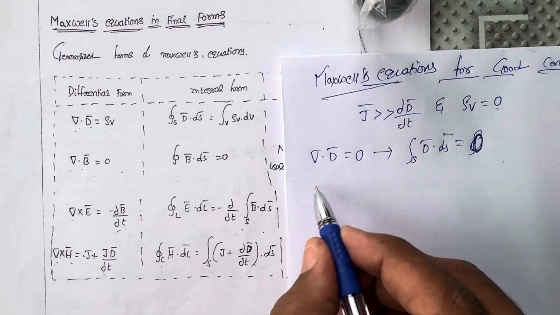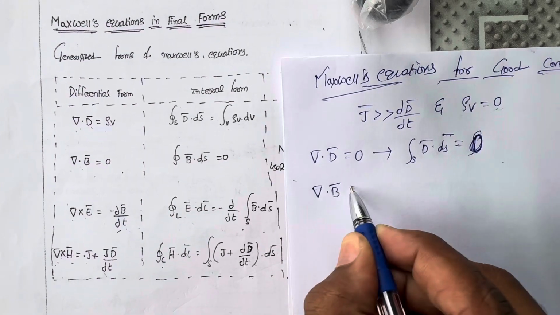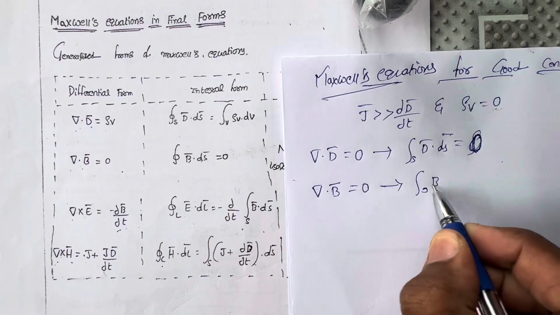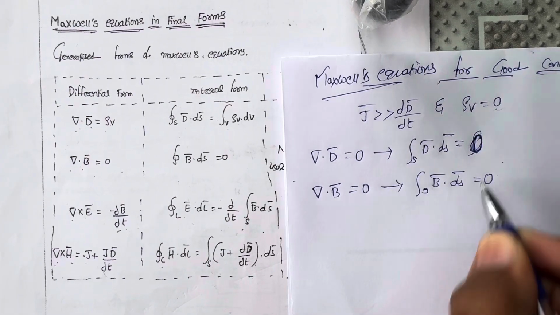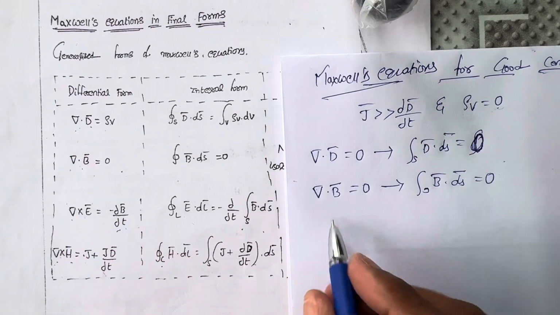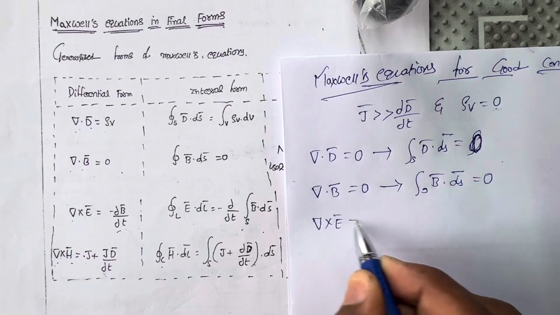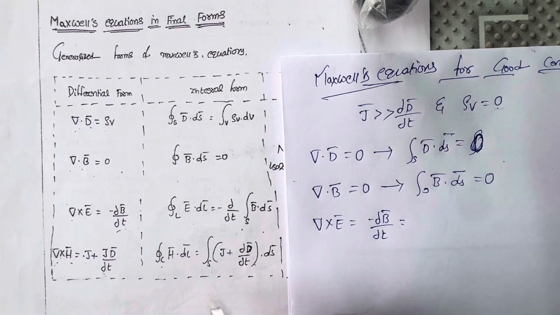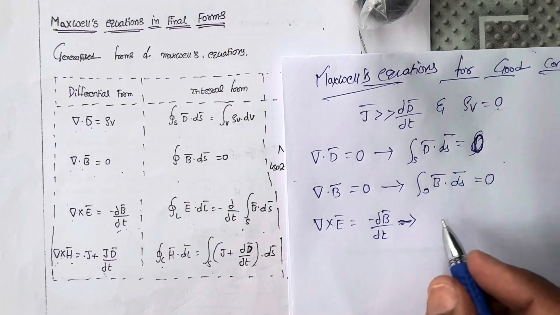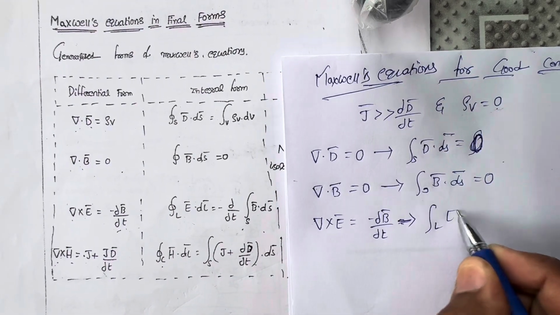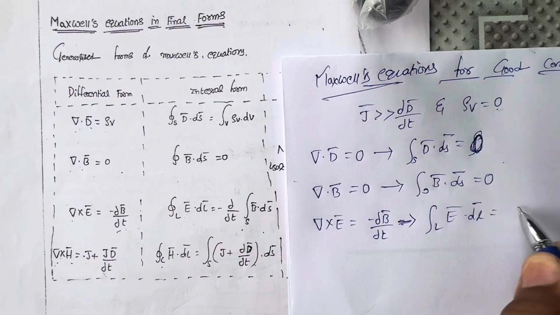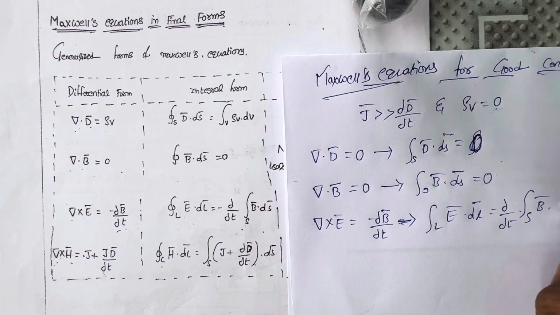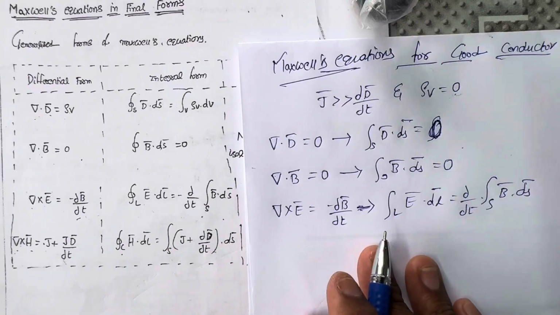Next, coming to the second equation, just keep it as usual. Del dot B bar equal to 0, and its integral form is the surface integral of B bar dot ds bar equal to 0. Coming to the third one, del cross E bar equal to minus dou B bar by dou t, and its integral form is again as usual, the line integral of E bar dot dl bar equal to minus dou by dou t of the surface integral of B bar dot ds bar.